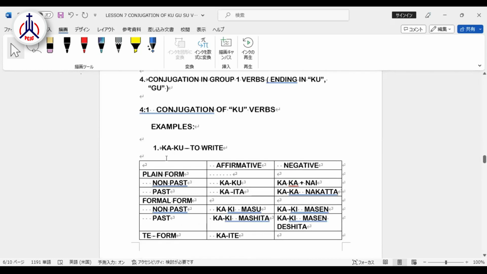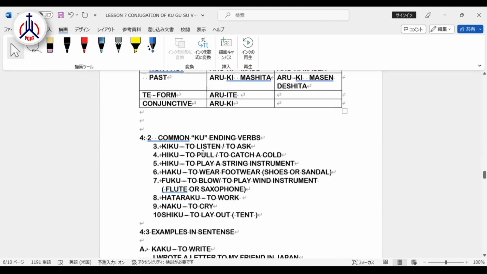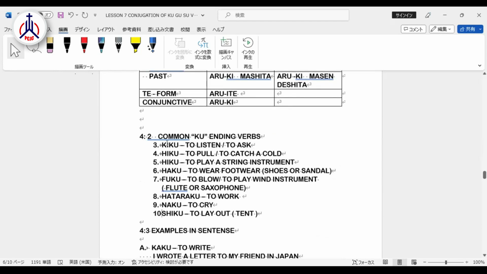So your number 1 is kaku, means to write. Aruku means to walk. And then all end in ku. Kiku, hiku, haku, fuku, hataraku, naku, shiku.